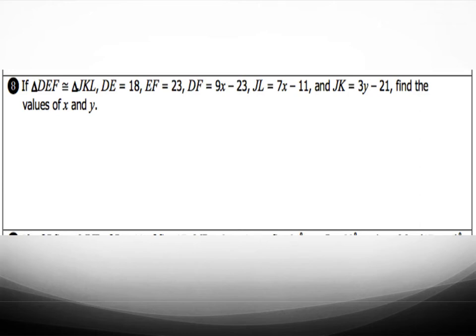Let's take a look at this one. Oh my goodness, there is no picture. So here's a word problem. What is it that we can do? We could A, draw a picture, or B, write our congruency statements based on what we see here, that triangle DEF is congruent to triangle JKL. I prefer to write out my congruency statements and then use substitution.